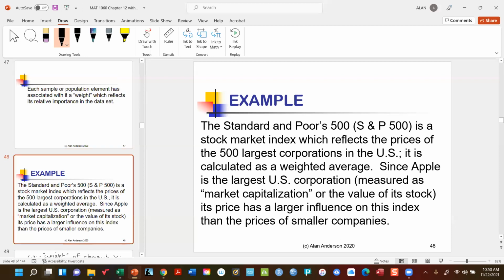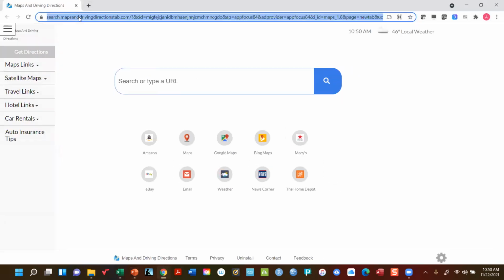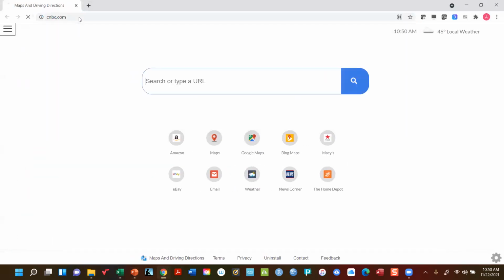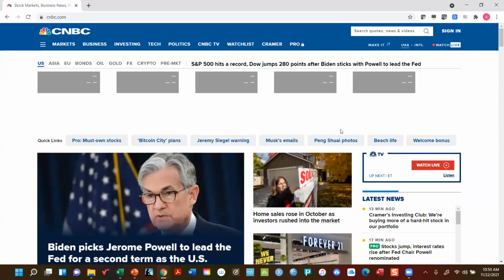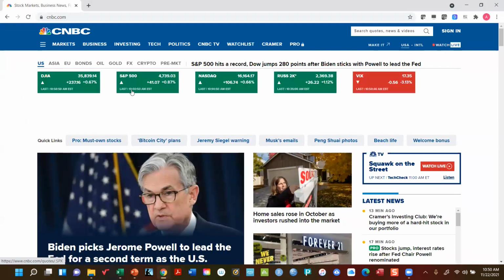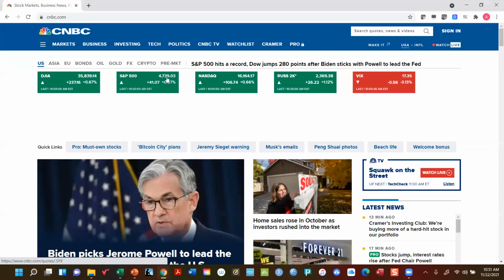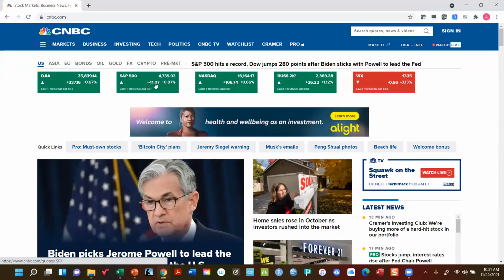And by the way, while we're talking about it, just out of curiosity, in case you really want to know more about what's going on in the financial markets, there's a wonderful website called cnbc.com, and they have everything going on here that you could possibly want to know. So there's the S&P 500. According to this, the current level is at 4,379.03. It's up $41.07 today, or about 0.87%.